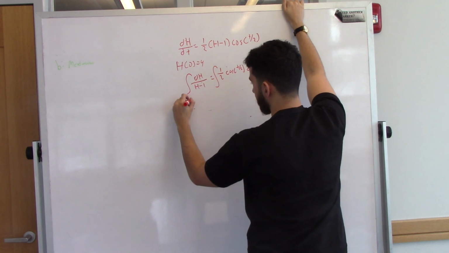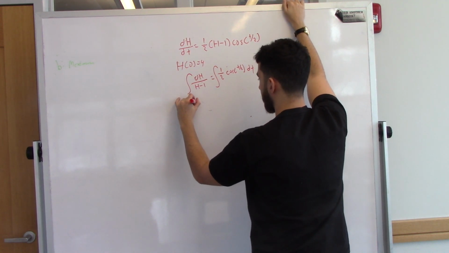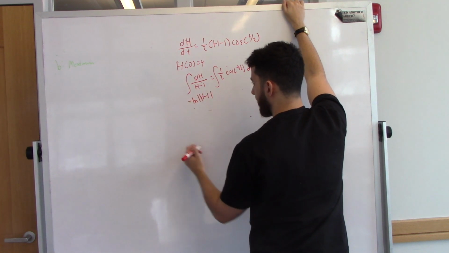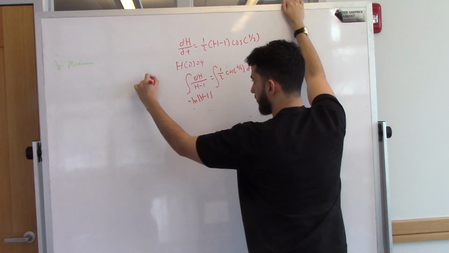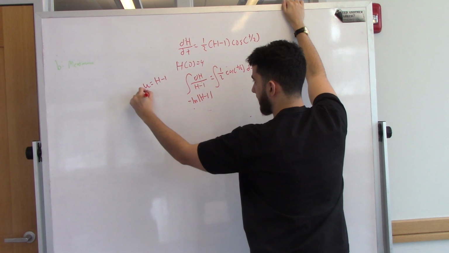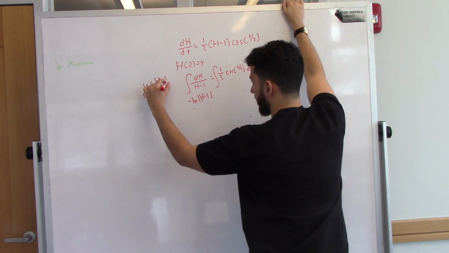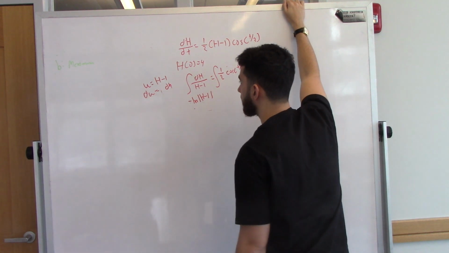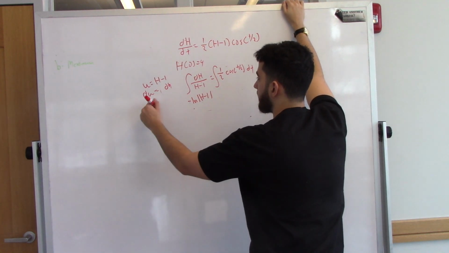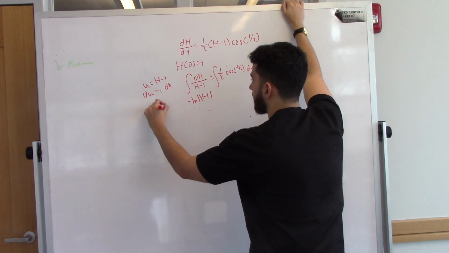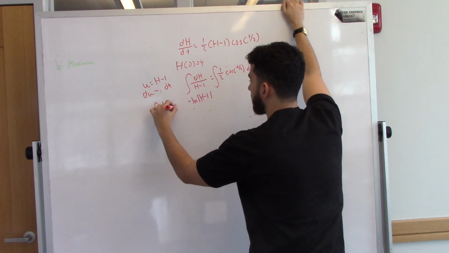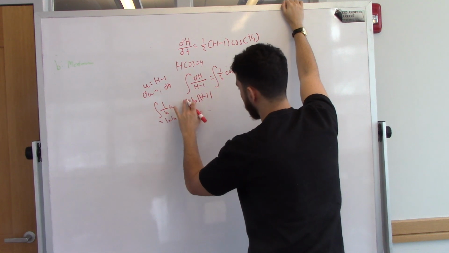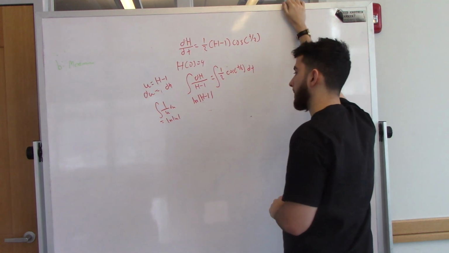This becomes the negative natural log, the absolute value of h minus 1. How? Okay. Let u equal h minus 1. du equals negative dh, or positive dh. Right? So then you get the integral of 1 over u du equals the ln absolute value of u. So this is actually positive. That's a good thing I caught it.